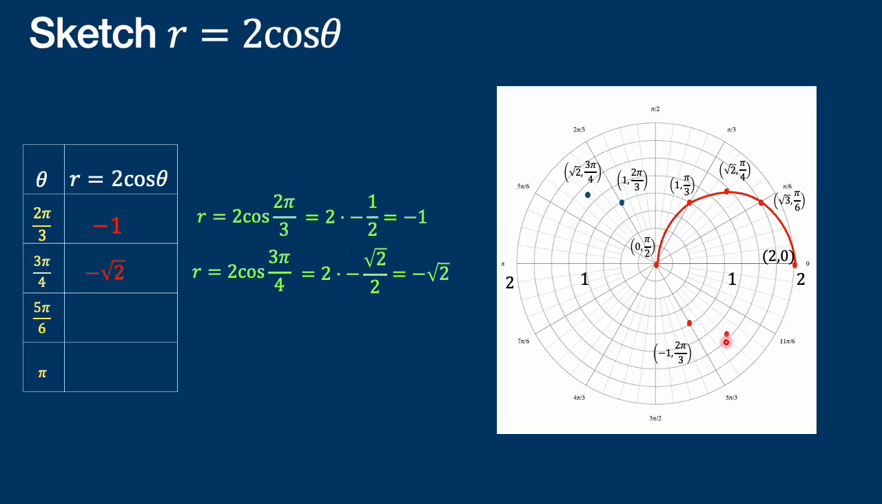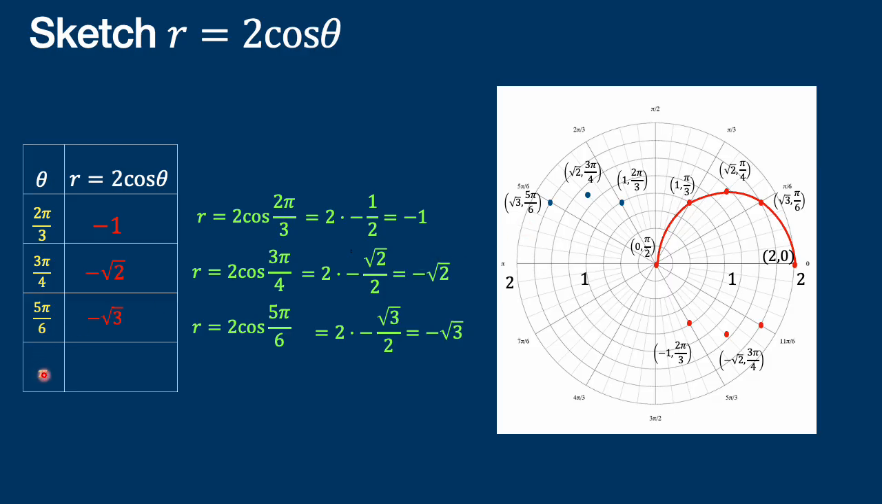You sketch it. Theta is 5 pi over 6. That's going to be, guys, right here. r is 2 cosine 5 pi over 6. That's 2 times negative square root 3 over 2, which is negative square root 3. So that is 5 pi over 6, negative square root 3. Same thing: a second quadrant angle is going to give a fourth quadrant point. Okay?